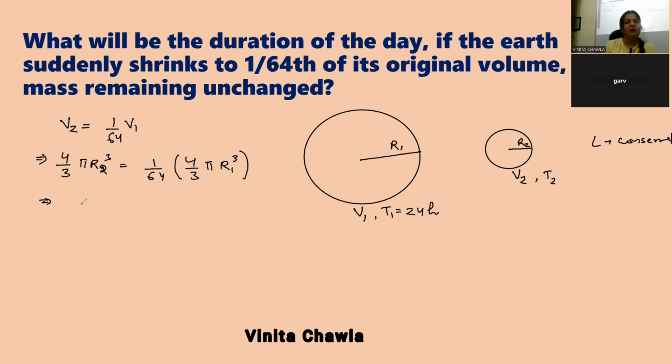4/3 pi will cancel. We are left with R2 cube is equal to 1/64 R1 cube. Or we can write this as 4 fours are 16, 4 sixteens are 64, right? 1/4 R1 whole cube. Now on comparing these two, we get R2 as 1/4 R1. Okay? So radius becomes 1/4 of the original radius. Okay? Did you understand this one thing? Now what do we have to do? There is no external torque acting on the system. Since there exists no external torque, write this. You have to write this.